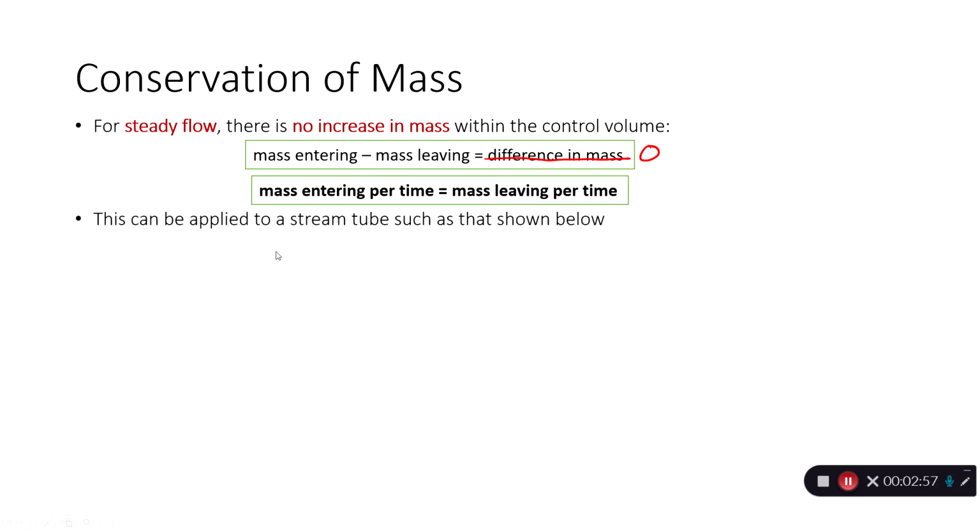So this can be applied to a stream tube such as the one shown here. Whatever enters here, in the entrance, it has a certain density, moving at a certain velocity, and the area is such. And at the exit also it has some density, a certain velocity, and some area. Even though the values of density, velocity, and area might be different for both ends, whatever enters will also leave in the same amount.